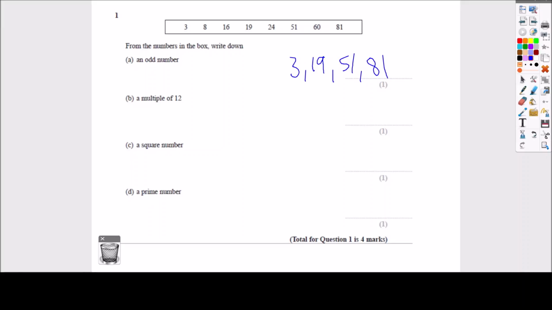Now for part B, a multiple of 12. Now that's anything that's in the 12 times table. So from here you could have chosen either the 24 or the 60. And again, to repeat, you only had to list one of these.